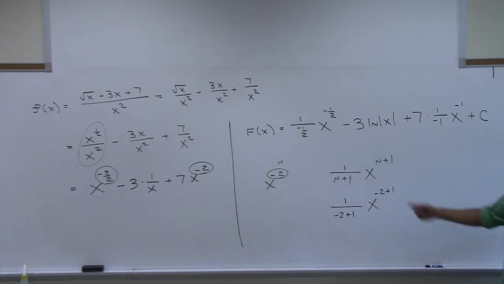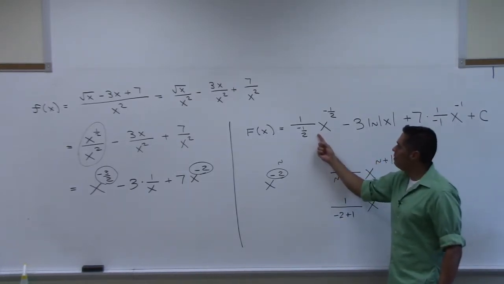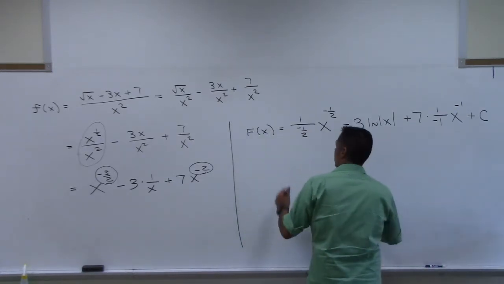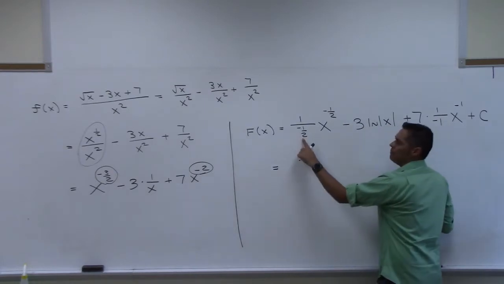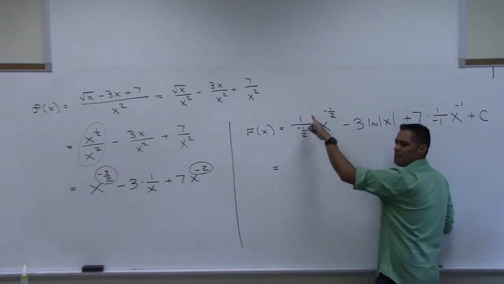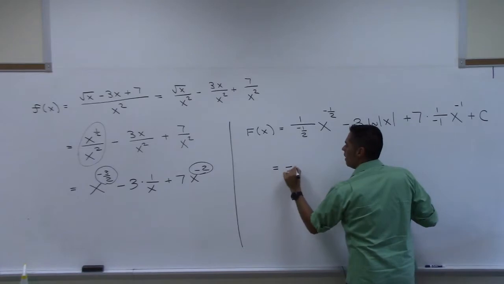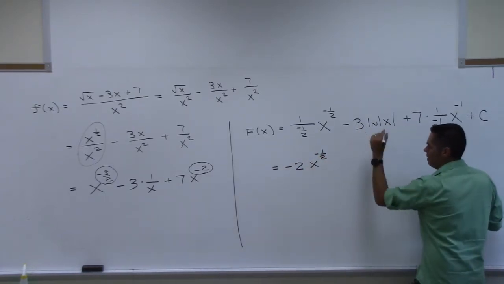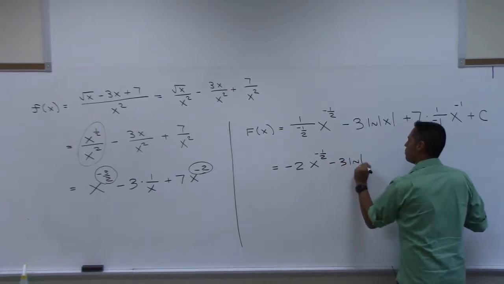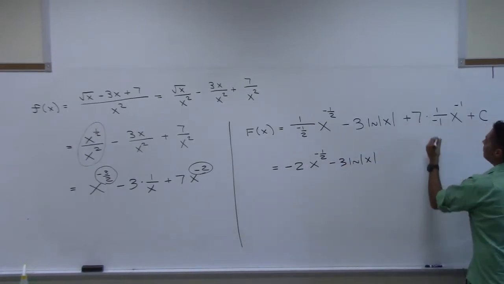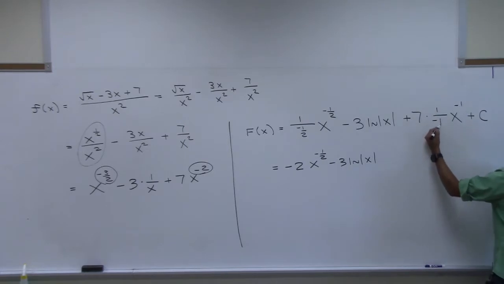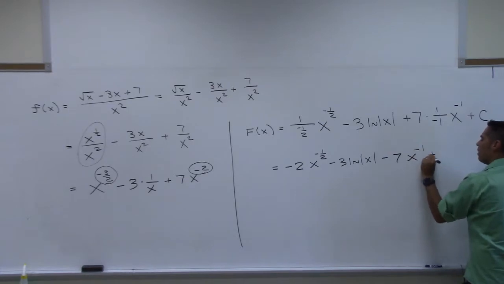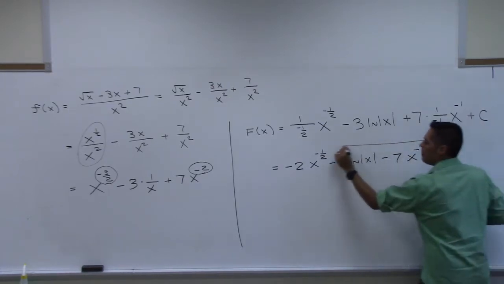All right, so I did the same thing on this one. That's how I got this. All right, let's clean this up. So what does this become? It flips: negative 2, x to the negative 1/2. And then here we can just leave it, negative 3 natural log of x. And then here, this is just going to become negative 1, right? So I'll just put it in front of the 7, negative 7, and then x to the negative 1, and then plus c. And I can box this up.